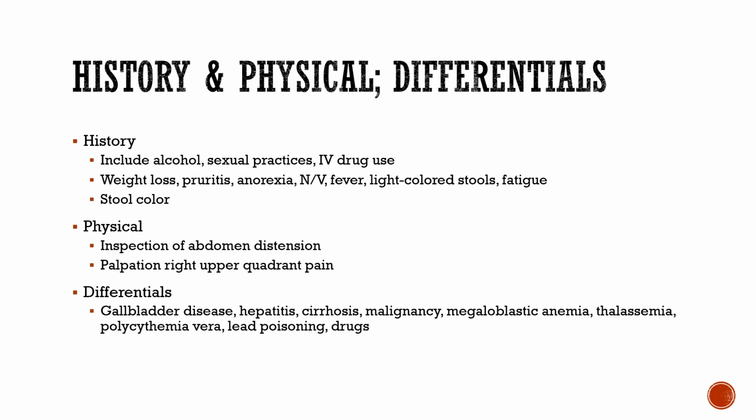There are specific anemias that can cause jaundice, such as polycythemia. Do a good physical examination, beginning with inspection of the abdomen for distension. Palpate the right upper quadrant for pain and also for the liver size.